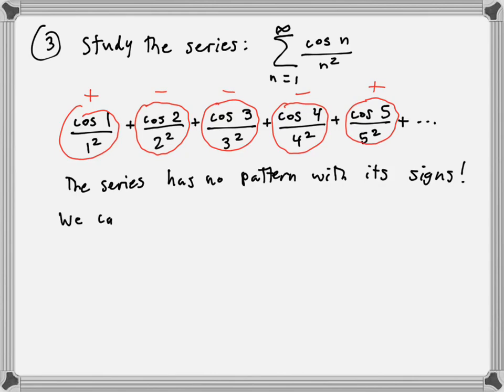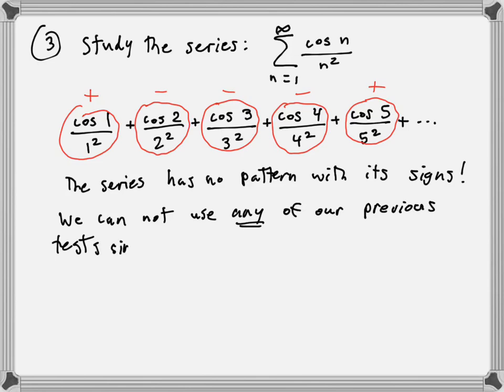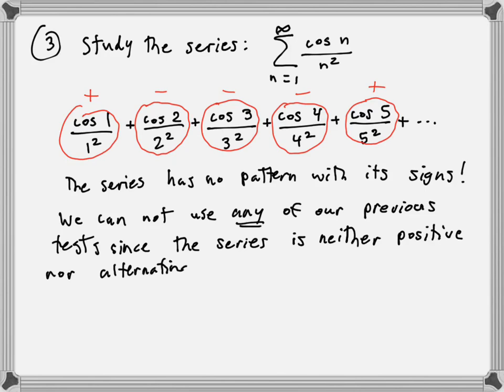And so what does this mean? We cannot use any of our previous tests since the series is neither positive nor alternating. So we could never deal with a problem like this before, except now we have the theorem, and the theorem is going to be the tool that saves us here.